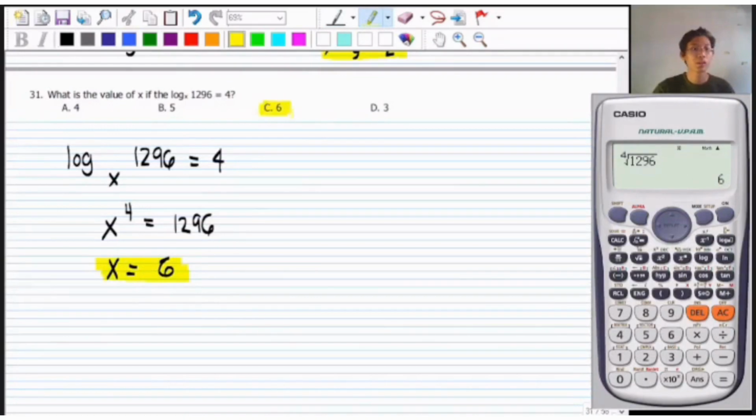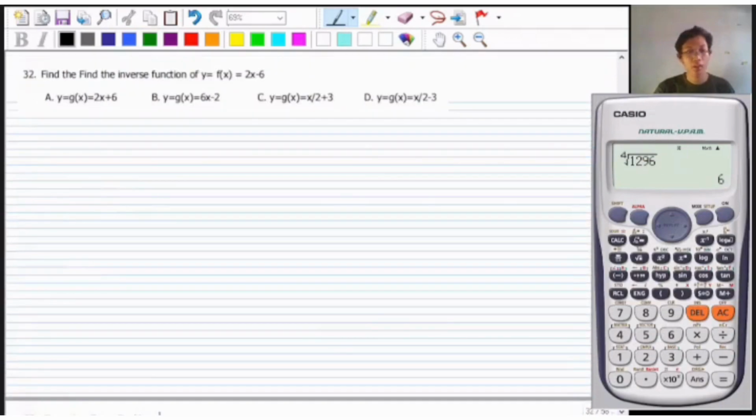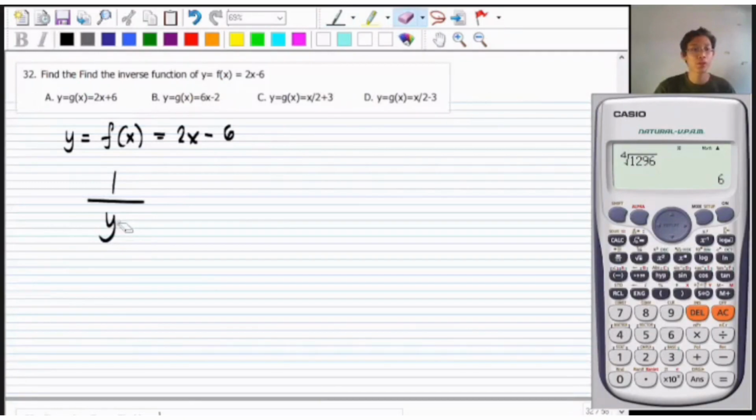Letter C. Next, number 32. Okay, screenshot. Number 32. Find the inverse function. So, ang hinahanap, inverse function ng y is equal to f of x is equal to 2x minus 6. Okay, yung inverse function, hindi siya ganyan. That is not the inverse function.